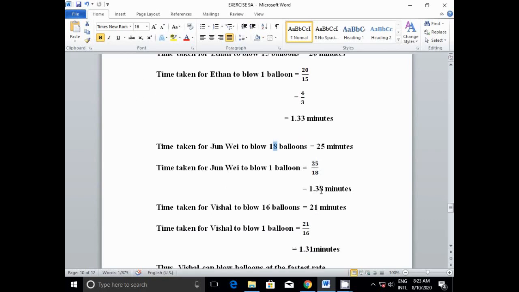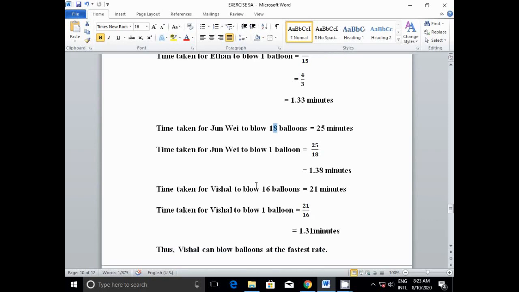Now let's find the time taken for Vishal to blow 16 balloons. We have been given 21 minutes. We will find the time taken for Vishal to blow one balloon. This can be obtained by dividing 21 by 16. If we divide 21 by 16, we get the quotient 1.31 minutes, which is the required time taken for Vishal to blow one balloon.